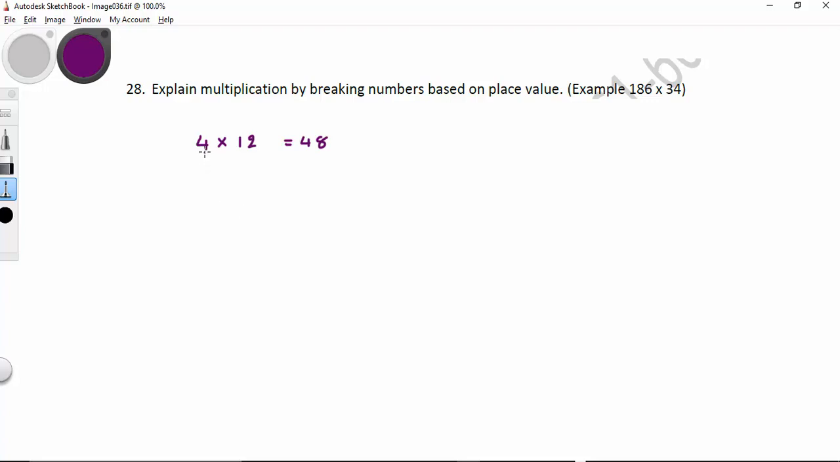4 has only one place. Yes or no? That is 4. So I'll keep 4 as 4 times 12 can be written in the expanded form as 10 plus 2. Yes or no? Now I am going to apply the distributive property of the multiplication.